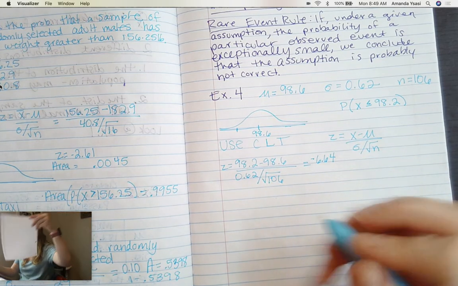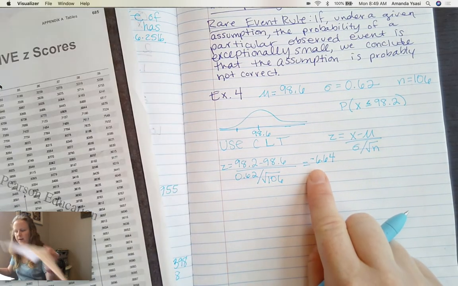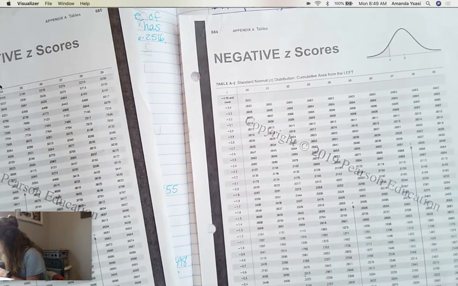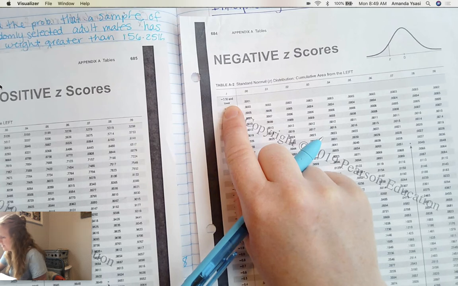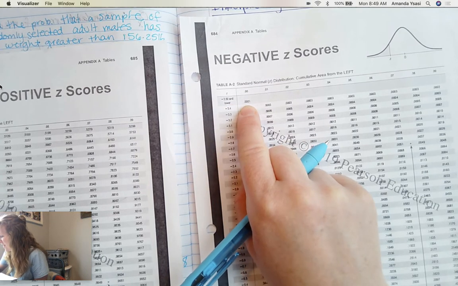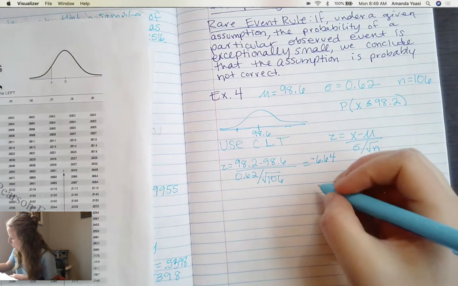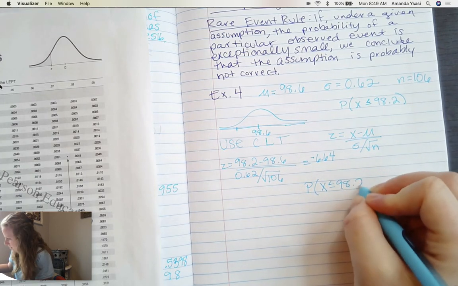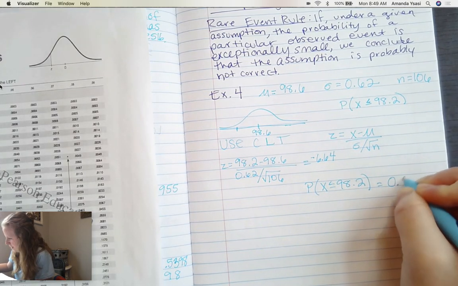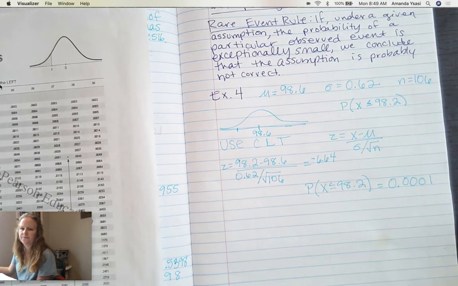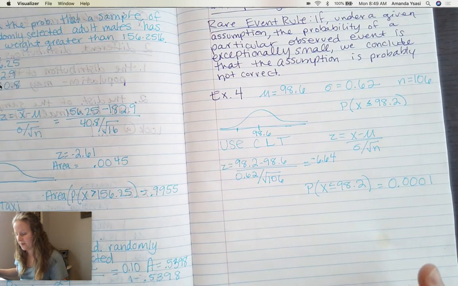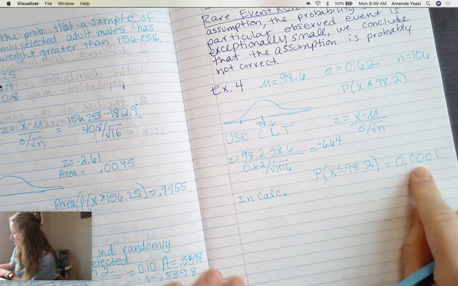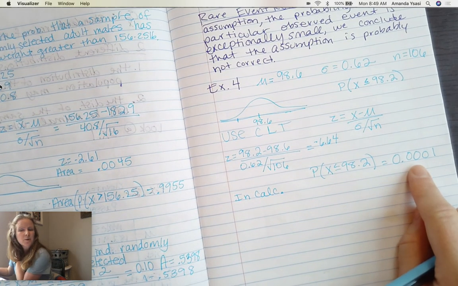Which, when we do the probability, let's look at our table. I need the negative one, negative 6.64. These don't even go to 6, but look at this. It says negative 3.5 or lower is that. So that means that the probability that x is less than or equal to 98.2 is 0.0001. So the probability is not high at all, it's really, really low.